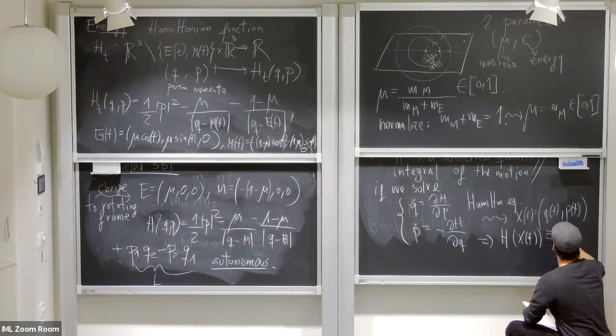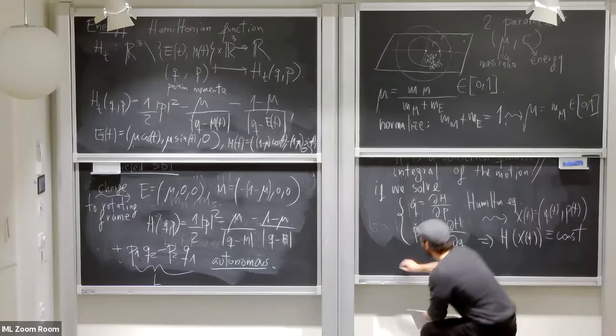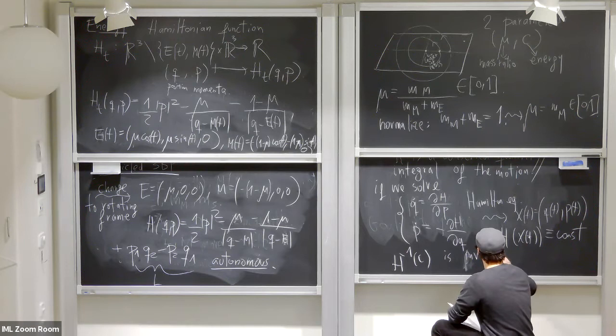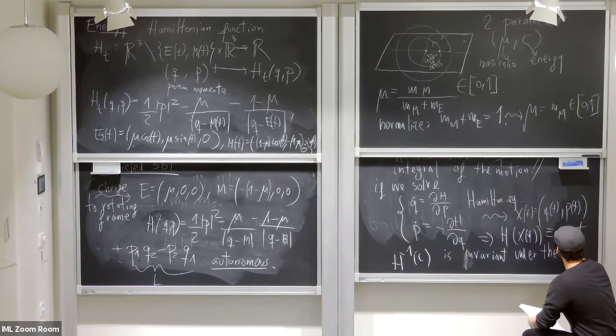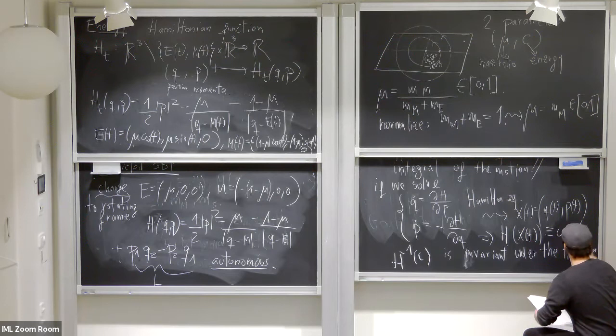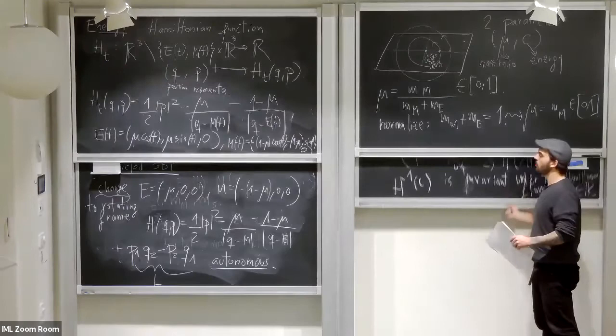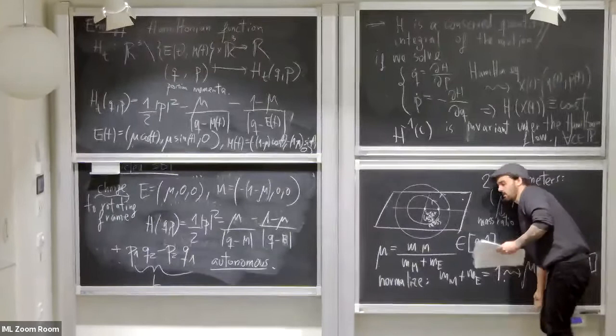Or in other words, the level set H minus 1 of c is invariant under the Hamiltonian flow, for every c. Okay, so this is what the very general principle of conservation of energy implies in this situation.